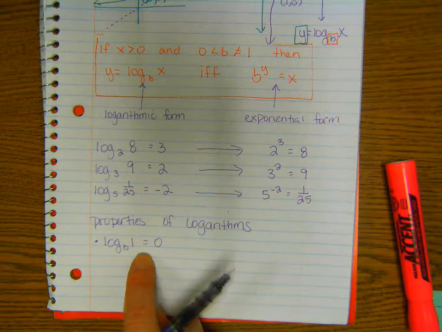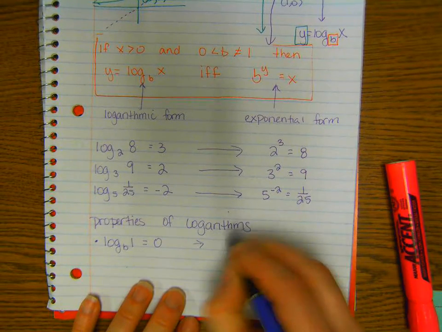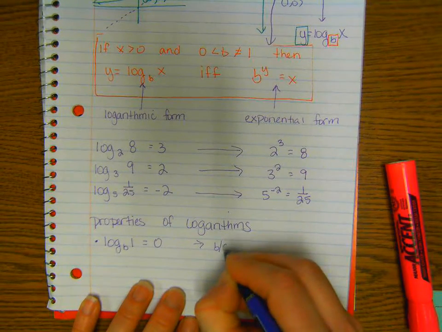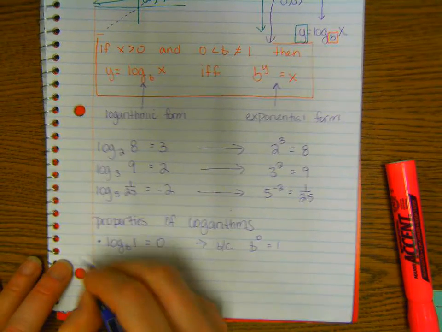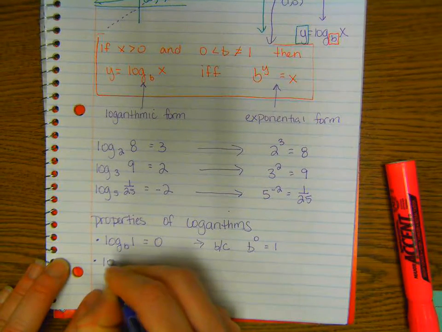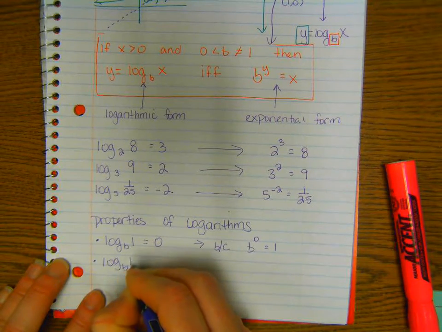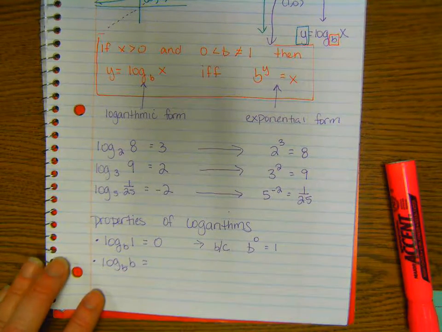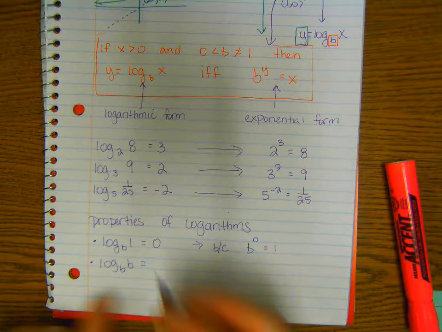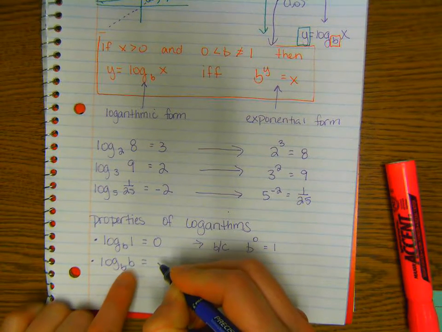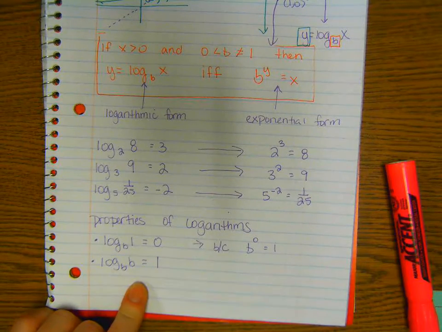Then the log base b of b is always... if you have the log of itself, what power gives you itself? 2 to what power is 2? 3 to what power is 3? 1. So if you have a logarithm of the same base, then it's always going to be 1. Why? Because b to the first equals b. So that's our second property.